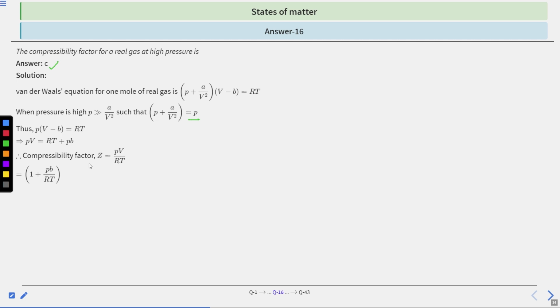And we know that compressibility factor Z is equal to PV upon RT. So dividing this equation by RT, we get Z equals 1 plus Pb by RT. Hence, option C is the correct answer.